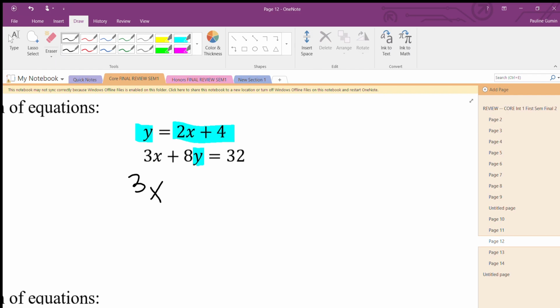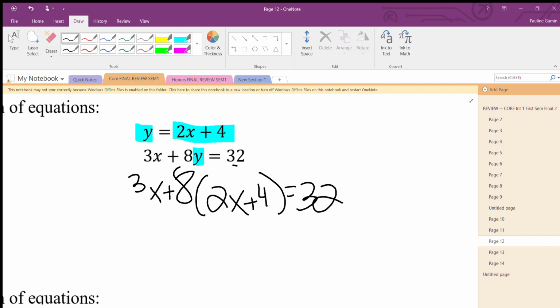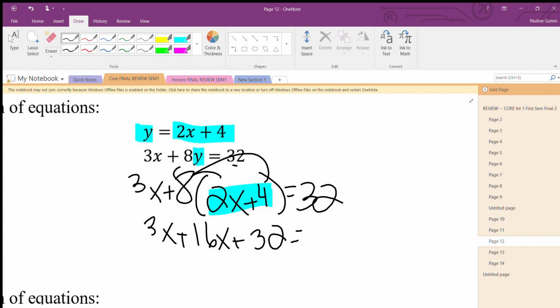that has a y equals is to use substitution. So instead of y, I put in 2x plus 4. Okay, beautiful, let's solve. 3x plus 16x plus 32 equals 32. So that's 19x plus 32 equals 32.